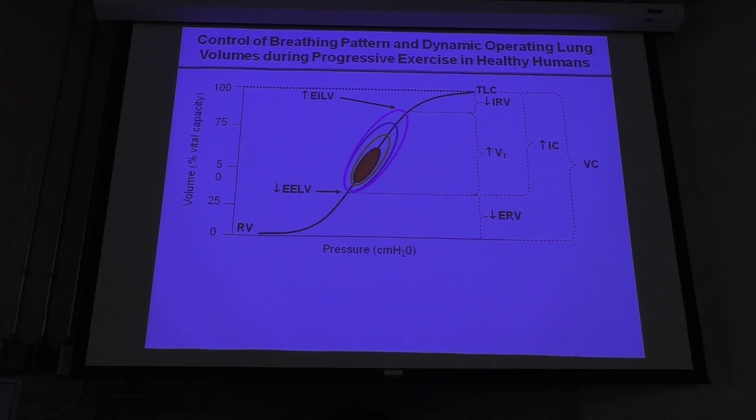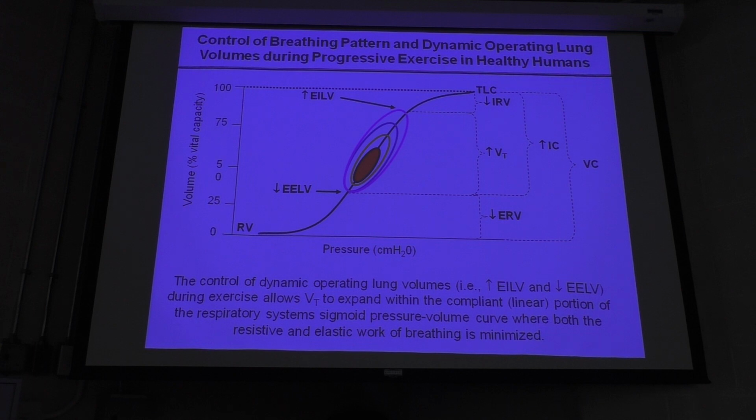You'll see in exercise patho, for those of you that take it with me, that this goes completely wrong in restrictive and obstructive disorders because of various pathophysiologies of the lung and chest. And so people are forced to breathe up on that non-linear portion of the curve very, very quickly. They become very uncomfortable very quickly. Okay? So the control of dynamic operating lung volume, specifically end inspiratory and end expiratory lung volume, during exercise allows tidal volume to expand within the compliant or linear portion of the respiratory system's S-shaped curve, where both the resistive and the elastic work of breathing is minimized.